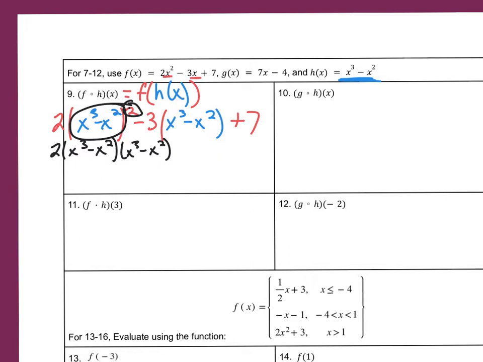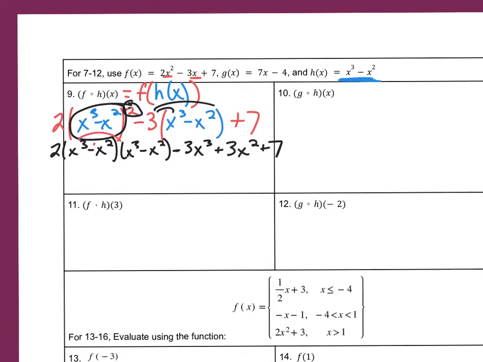Anytime I square something, I'm multiplying it by itself, okay? So x cubed minus x squared, multiplying it by itself. So that's why I'm writing it out twice. I can go ahead and distribute to simplify this next part. Okay, so now the only thing I've got to do is FOIL this out and distribute the 2. So that's what I'm going to do.